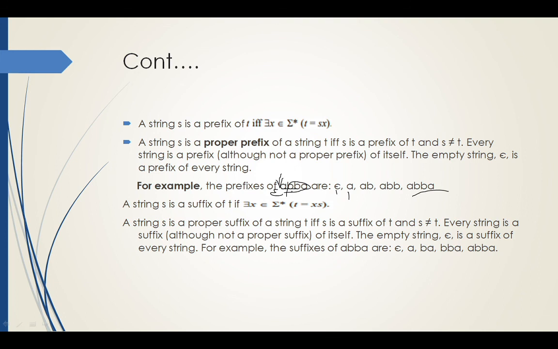Every string is a suffix of itself. The empty string is a suffix of every string. For example, what are the suffixes of A, B, B, A? It may be epsilon, it may be A or BA or BBA, or every string is a suffix of itself. So A, B, B, A also comes.